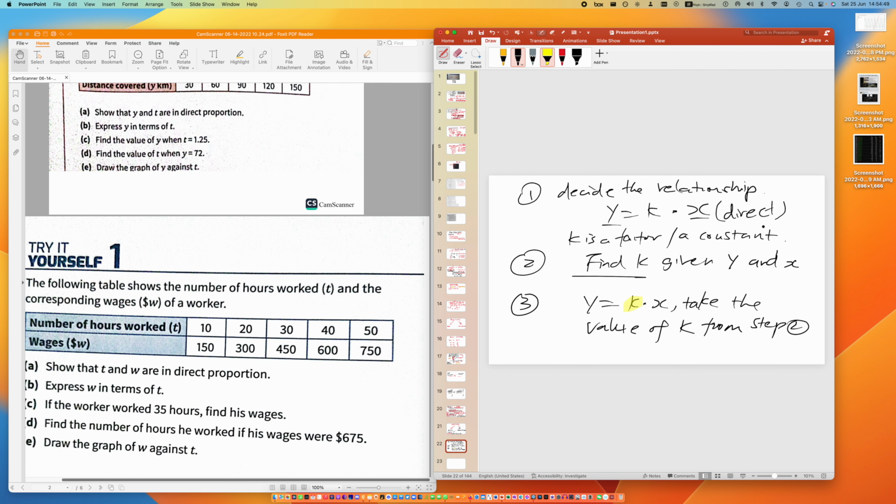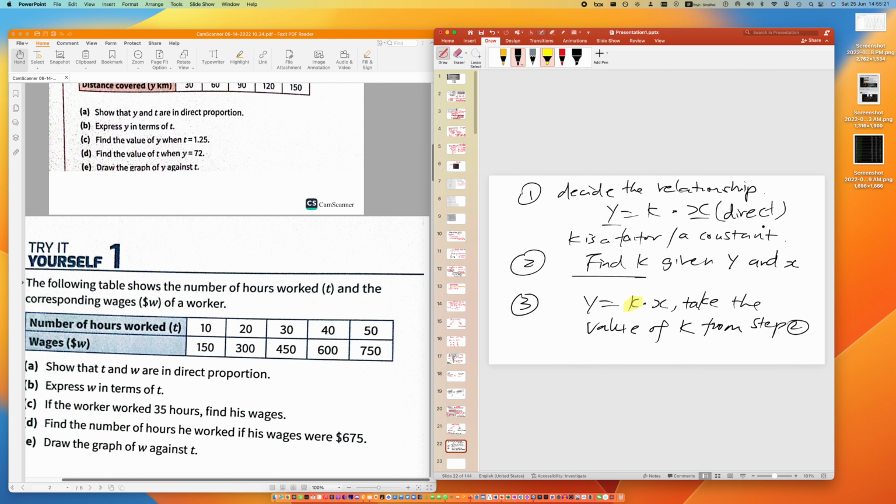So what's K? 15. Okay, then now over here you write down y equals to kx. Then take the value of k from step 2. So instead of y equals to kx, what do you write now? Y equals to 15. No. What do you write now? Now you are doing this question. This is the template. So you need to write down y equals to kx in this case.